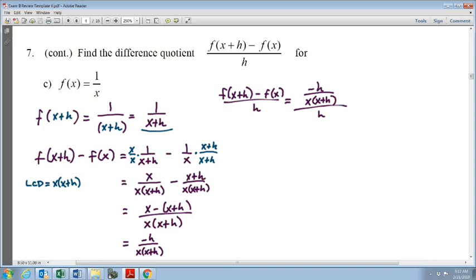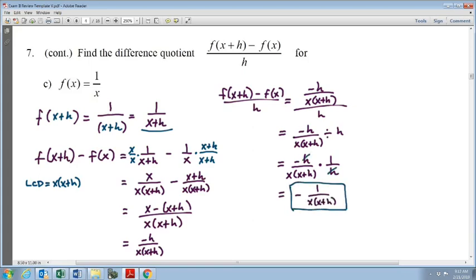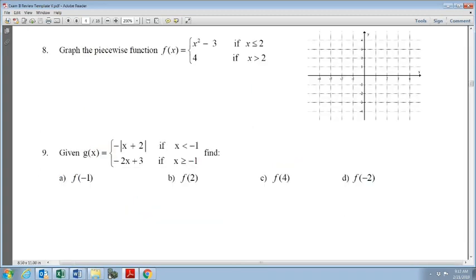So what we're going to do here is just write this using division. So it's the numerator divided by h. And when you divide a fraction by another number, we can multiply by the reciprocal. That's what we normally do. Notice our h's cancel, and we're left with negative 1 over x times x plus h. All right, let's move on to number 8.